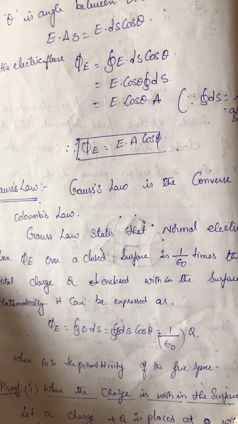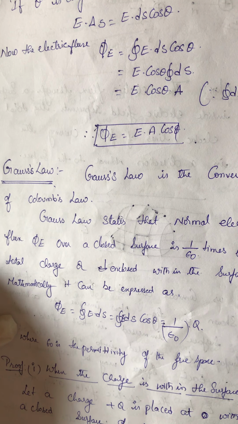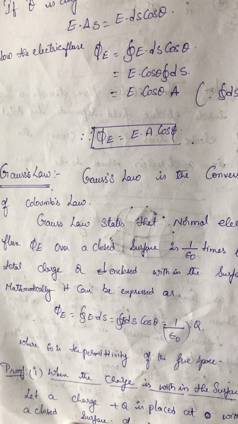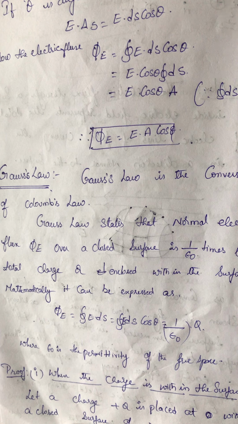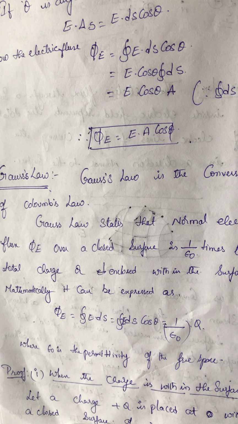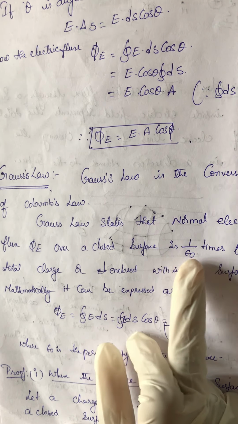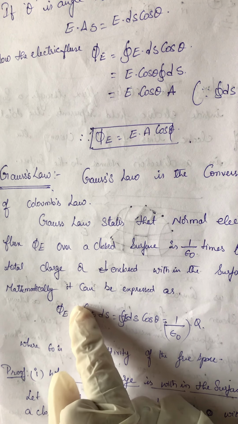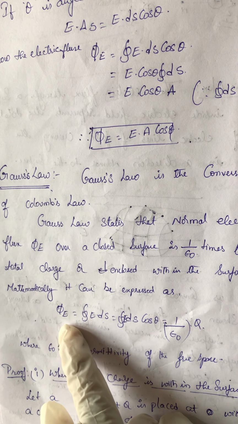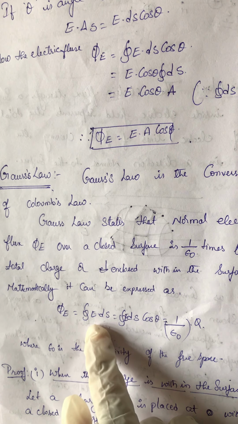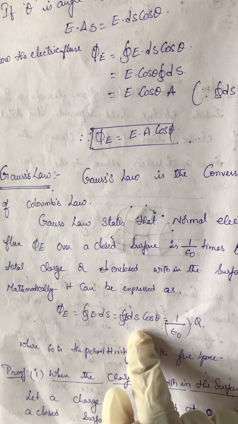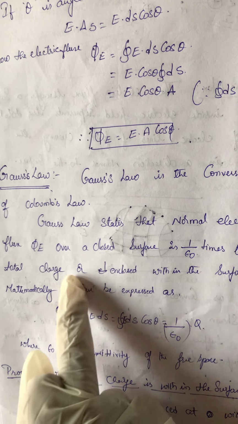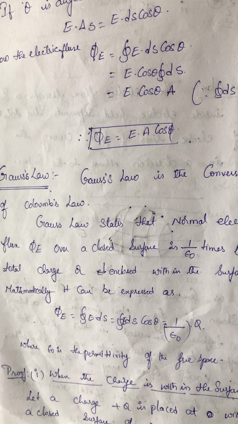Now we are entering into Gauss law. This is very important. Gauss law is the converse of Coulomb's law. Gauss law states that the normal electric flux phi E over a closed surface is 1 by epsilon naught times the total charge Q enclosed in that surface. Mathematically it can be expressed as phi E equals integral E dot dS, E dS cos theta. That is equal to what the statement said: 1 by epsilon naught times the total charge, so 1 by epsilon naught into Q.